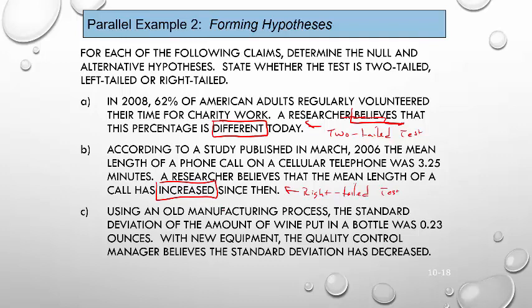And then finally, using an old manufacturing process, the standard deviation of the amount of wine put in a bottle was 0.23 ounces. With new equipment, the quality control managers believe the standard deviation has decreased. So there's the keyword. That tells me it's going to be a left-tailed test. Okay, now that we at least know whether it's a two-tailed, right-tailed, or left-tailed test, let's go and set up the test so you can see how they're done.